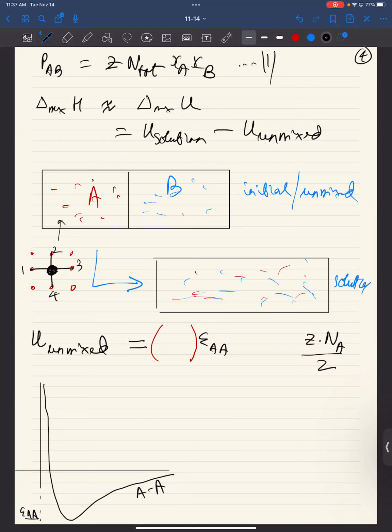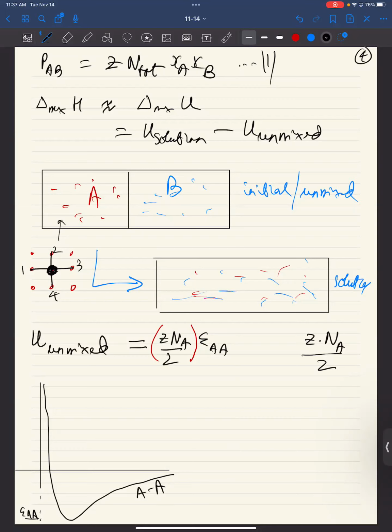We could define that would be the second coordination shell. Okay, so we could define third coordination shell. And in reality, bonding is happening with all atoms at all particular distances, right? We just stop it at a certain level. Okay, so U unmixed will be ZNA by 2 multiplied by epsilon AA.